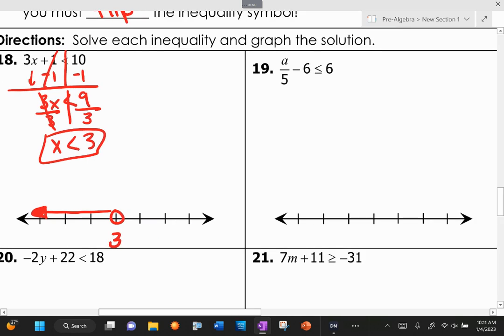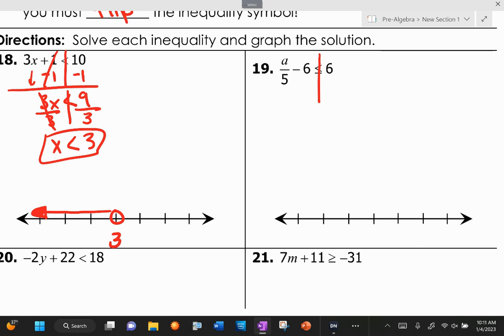Okay, work on number 19. Here, I'll do number 19 with you, and then I'll let you do another one. So we've got a over 5 minus 6 is less than or equal to 6. Okay, so we're going to identify where our variable is. It's on the left. What's being done to the variable?